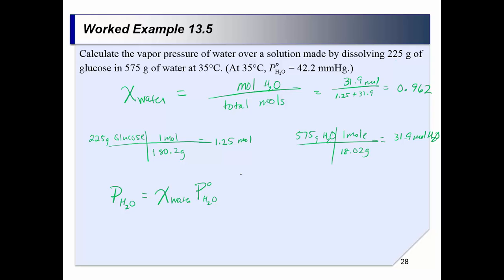Now the vapor pressure of water is given to us right here, so we don't have to do a whole lot more than put 0.962 times 42.2 millimeters of mercury. So we get a vapor pressure of water of 40.6 millimeters of mercury.